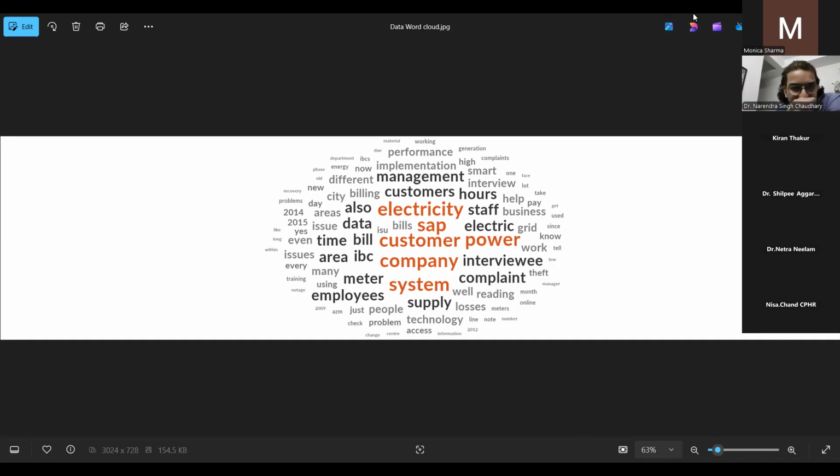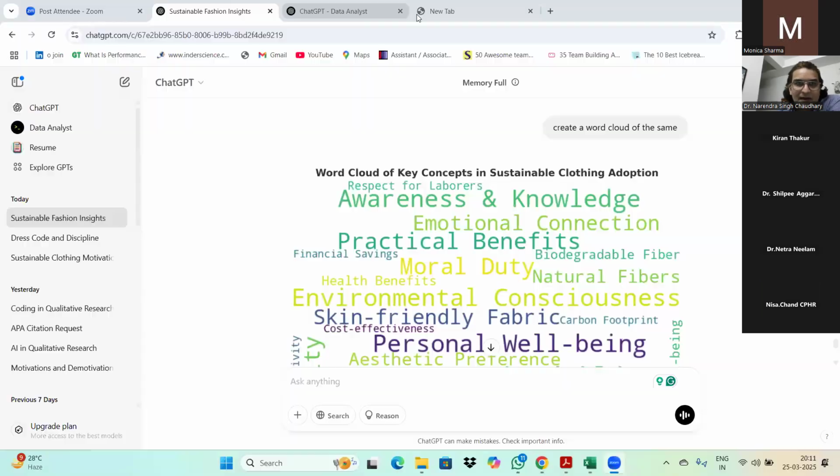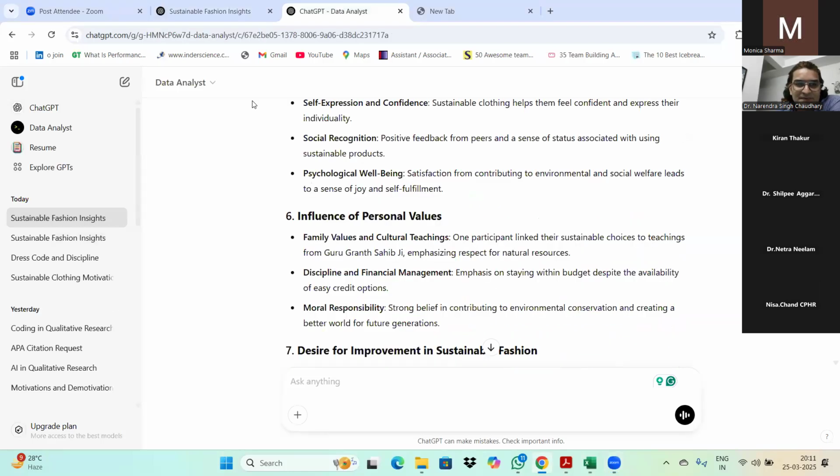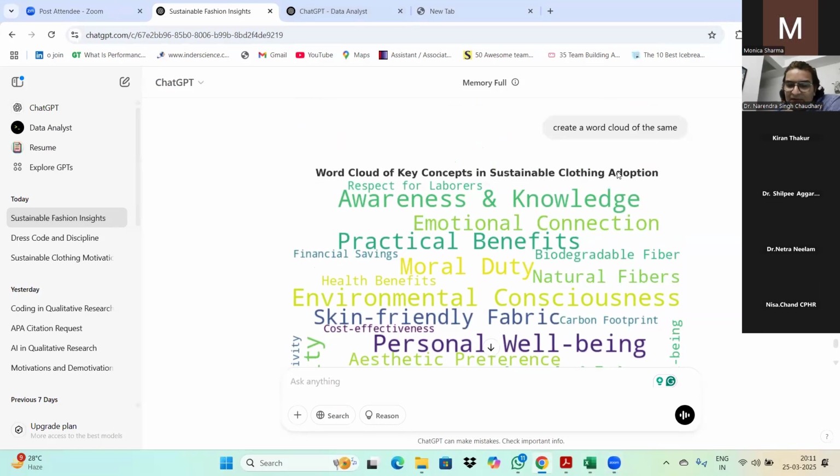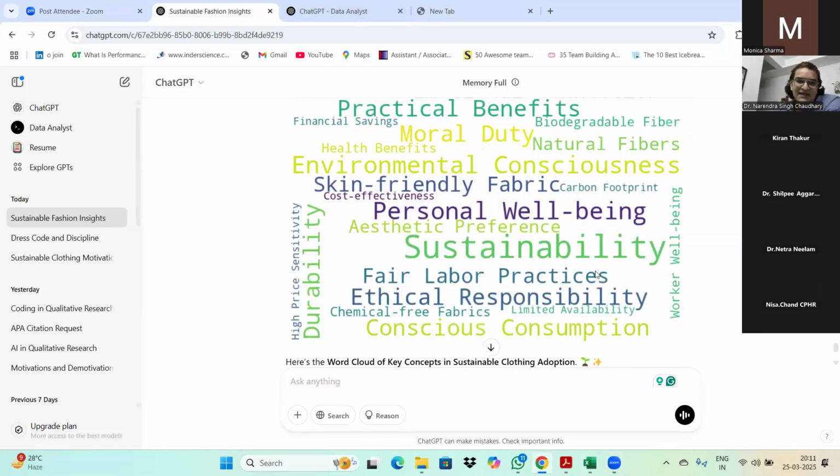So this is in NVivo software. Whatever she has already shown you, now can you just stop sharing so that I can show it again in the AI also? No worries. Now I am again moving to ChatGPT here. This is what I have given: a prompt, create a word cloud out of the same. Is it looking better?